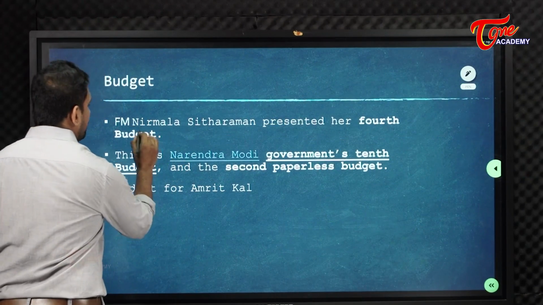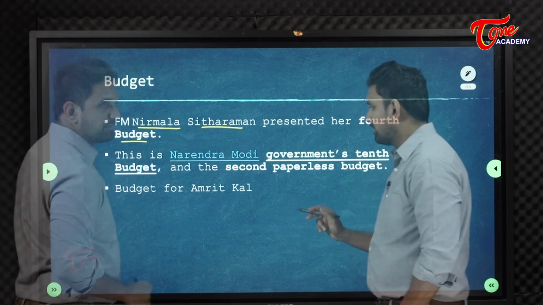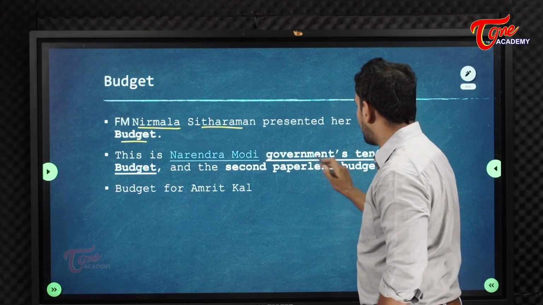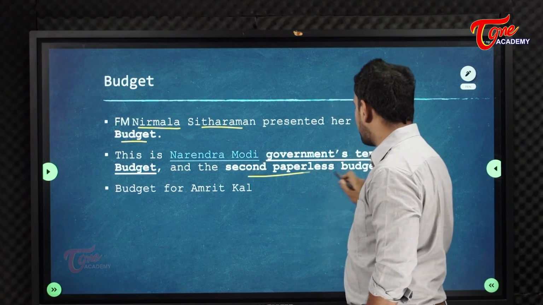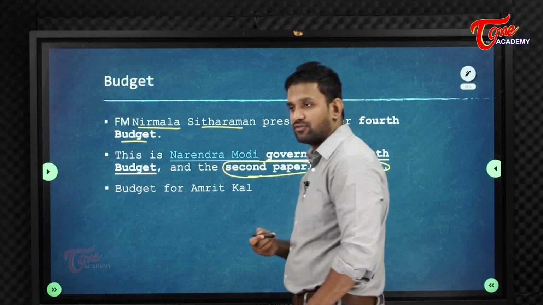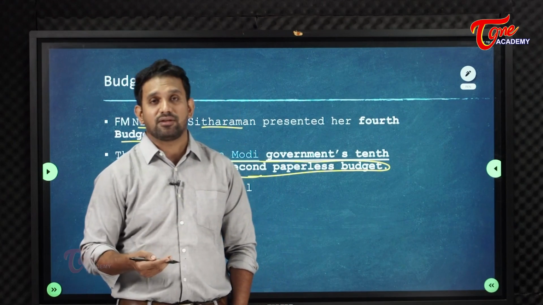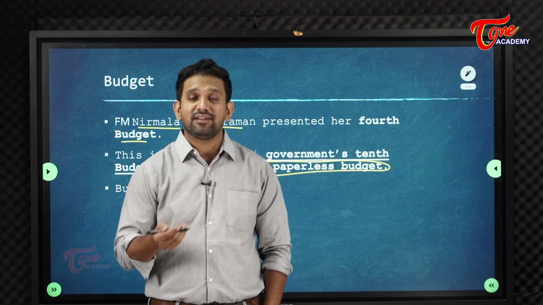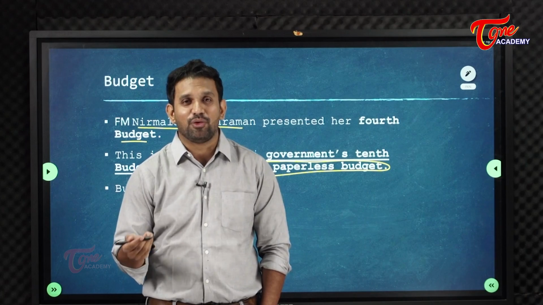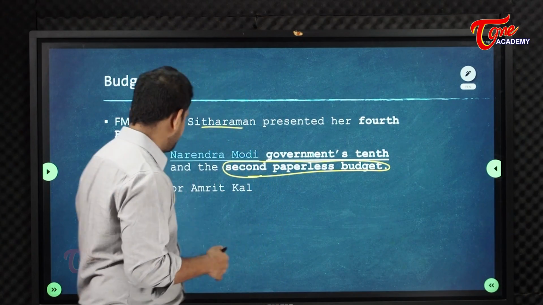Budget. Finance Minister Nirmala Sitharaman presented her 4th budget. This is Narendra Modi's government's 10th budget and the second paperless budget. Because of the COVID pandemic, papers were not circulated to the parliamentarians. What they have done is they just sent the budget PDF to their mobile phones, their tablets, and so on. So no paper has been used.